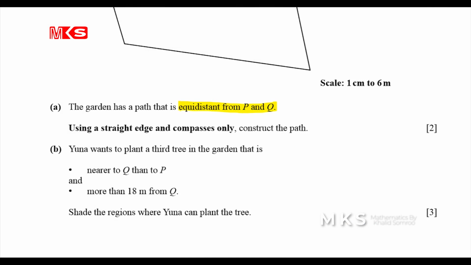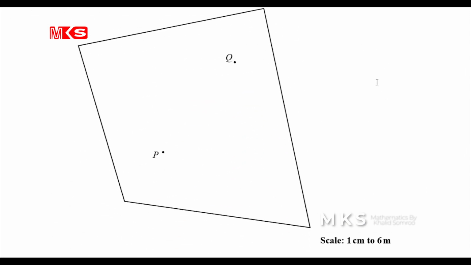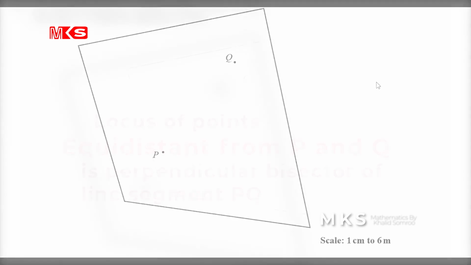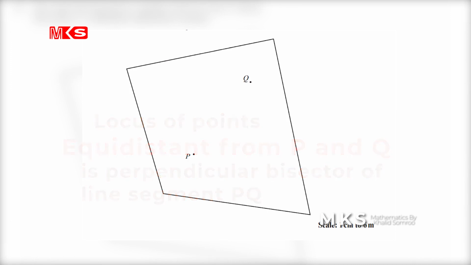So the garden has a path that is equidistant from P and Q. In other words, we have to draw the locus of a point which is equidistant from P and Q. The locus of points equidistant from P and Q is the perpendicular bisector. By taking the compass, we will open the compass more than half of the length of PQ. Q will be taken as center.